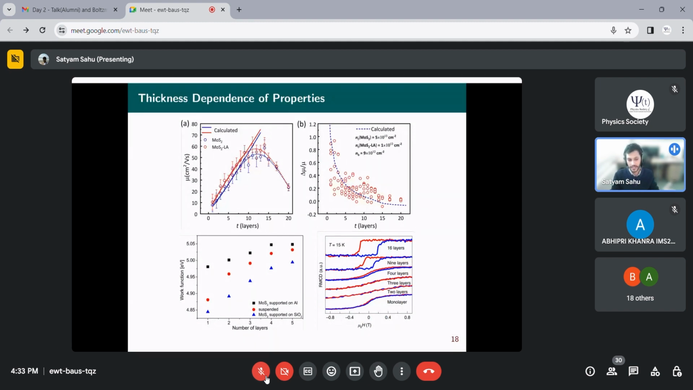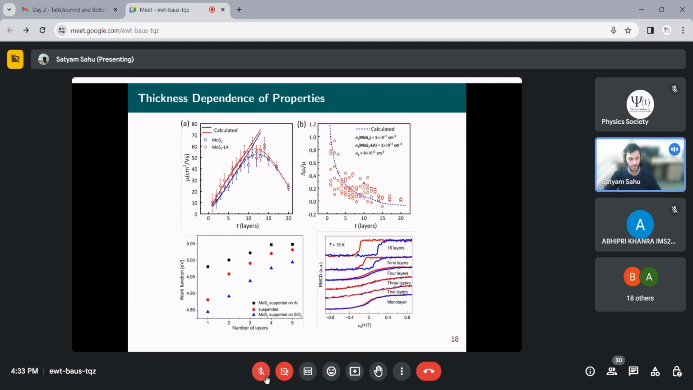So work function is just the amount of energy needed to take out the electron from the valence band. Then not only that, you can also change the magnetic properties of the material system. So if you see here for monolayers, there is almost nothing. But when you increase to like 16 layers, you see the nice hysteresis loop.